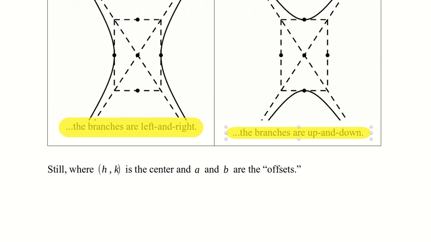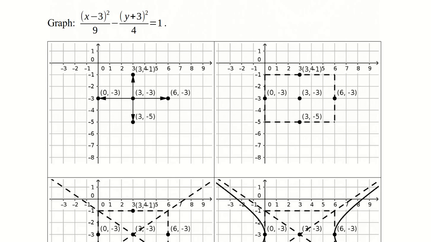And then I'm going to point out that h, k is still the center and still found in the exact same way, and a and b are still the horizontal and vertical offsets. Okay, let's go through and graph a hyperbola, and let's first notice that there is a negative term. So that negative means that we are not graphing an ellipse. We're graphing a hyperbola. The x term is positive, so when the time comes, we're going to go left and right, that is the x direction, to get to our two branches.